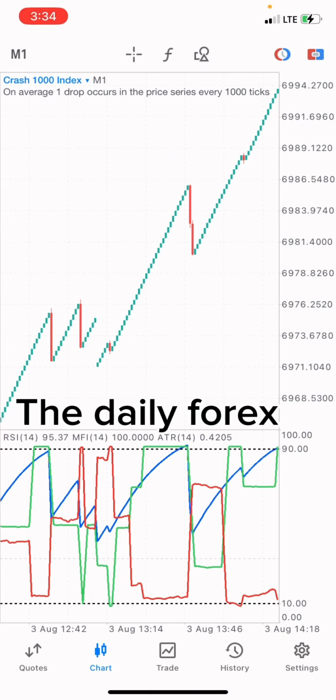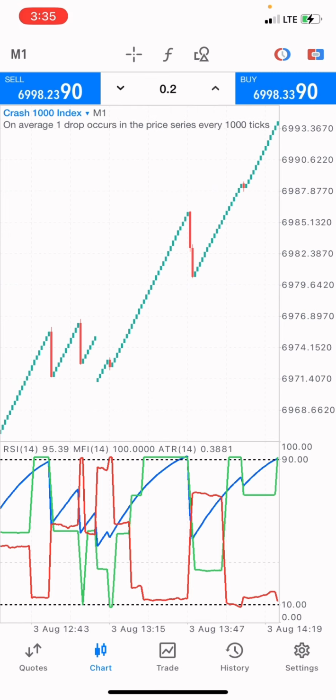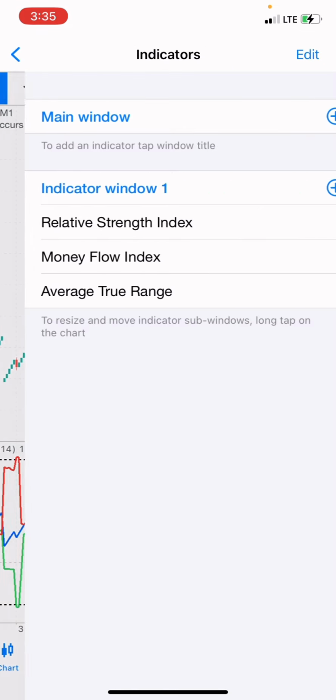So in this video I'm going to show you an awesome strategy for the Crash 1000 index. This strategy is a very powerful strategy. You can use it to catch spikes and you can also use it to trade against the spike. With this strategy we're going to be using just three indicators, which are the Money Flow Index, the Relative Strength Index, and the Average True Range with this easy strategy.